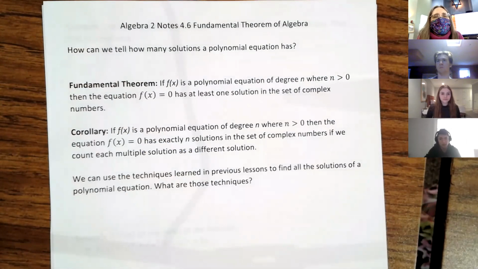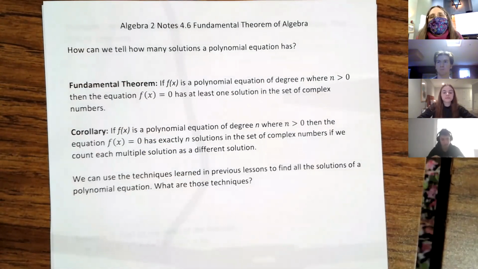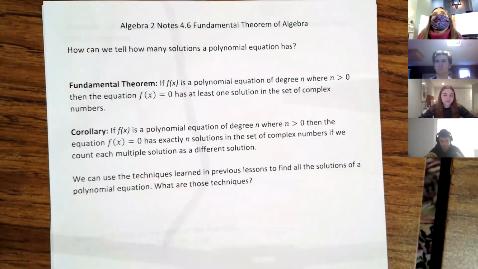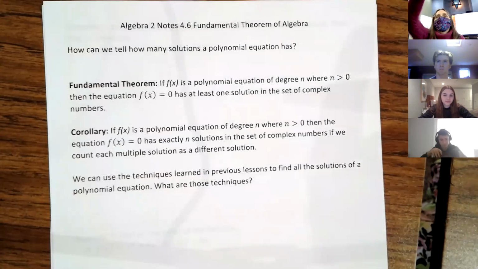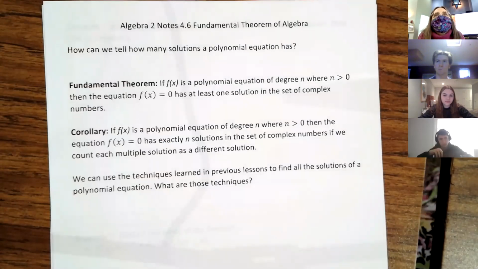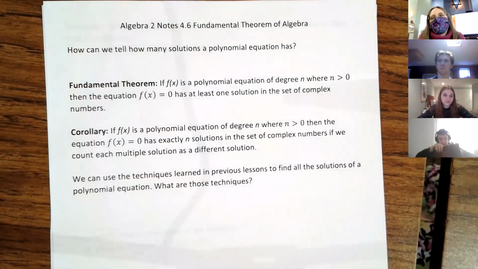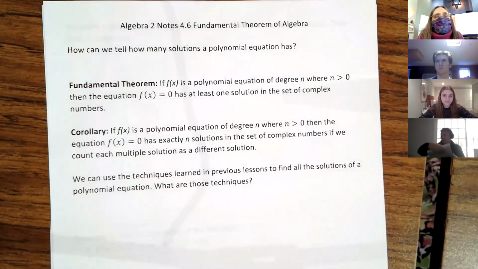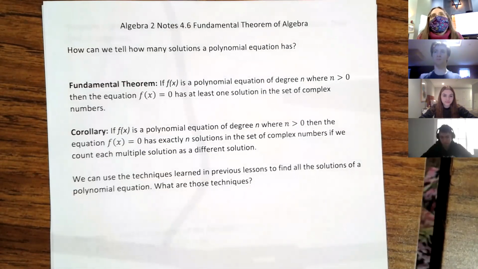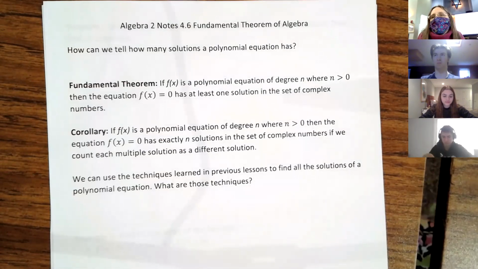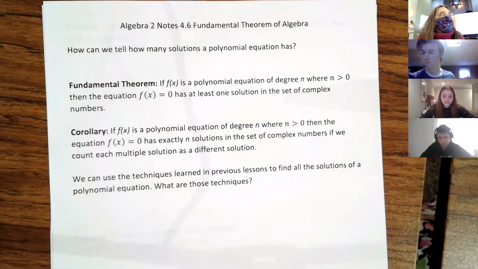Okay, how can we tell how many solutions a polynomial equation has? Anybody with a thought on that? Becca? Okay, so Becca says we can look at the intercept. She said y-intercept, but I think she means x-intercept. And she said we can also look at the degree of the polynomial. If it's 3, we can look for 3. If it's 4, we can look for 4. Okay? And in fact, that's exactly true.